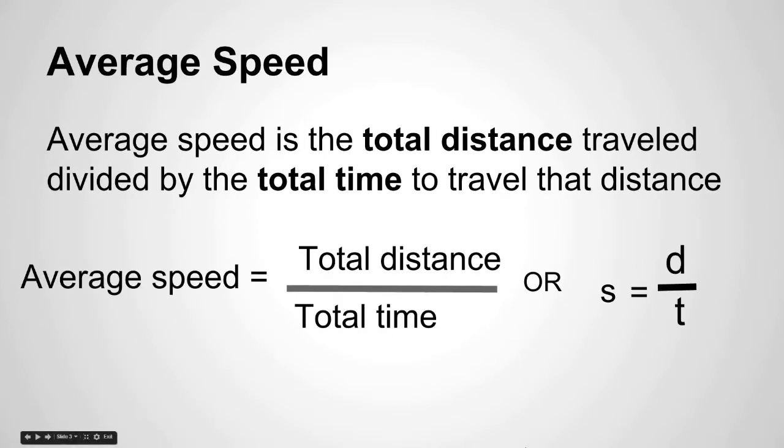Average speed. Average speed is the total distance traveled divided by the total time to travel that distance. The average speed is going to equal the total distance divided by the total time, or speed equals d over t. Except we have to add up all the distances that the problem gives us and all the times that the problem gives us to come up with a d and a t to divide with.